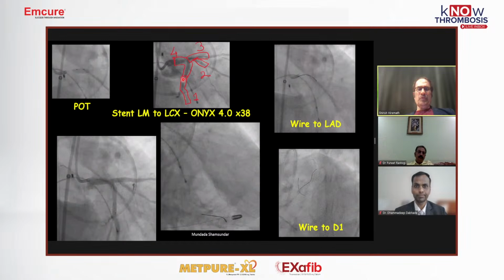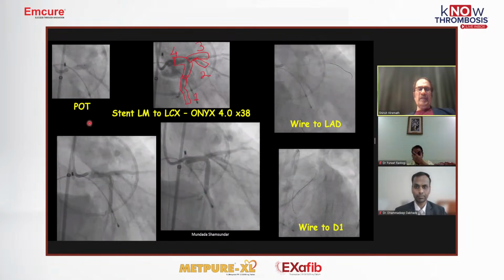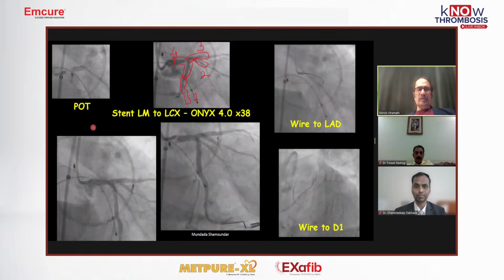Once stents were in place, we did the POT with a 4.5 balloon. This stent is 4 into 38, but the POT balloon could be bigger, 4.5, and then we could wire the LAD and also wire the diagonal.